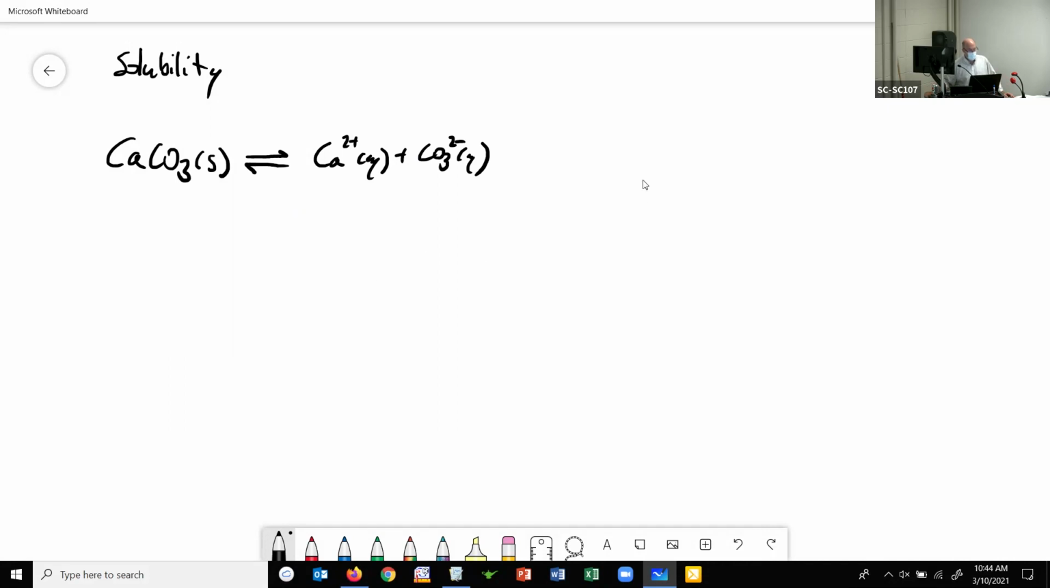So we can write what's called a Ksp, a solubility product property. And it looks a little odd because solids have a concentration that does not change, so we do not include them. So the Ksp is just the calcium ion concentration times the carbonate ion concentration.